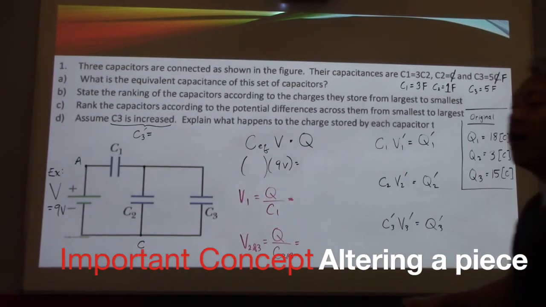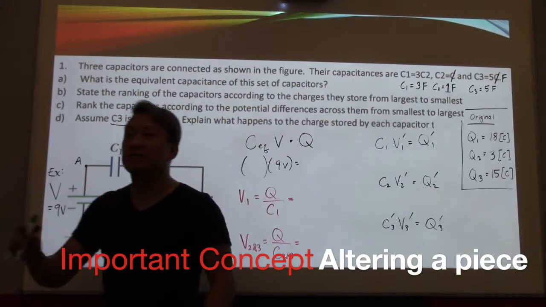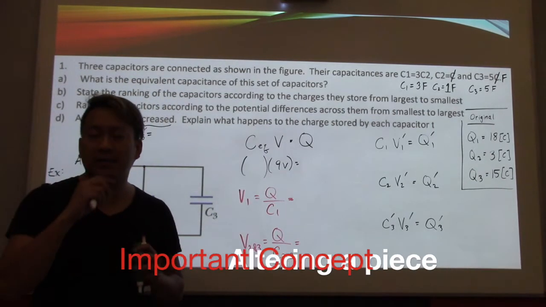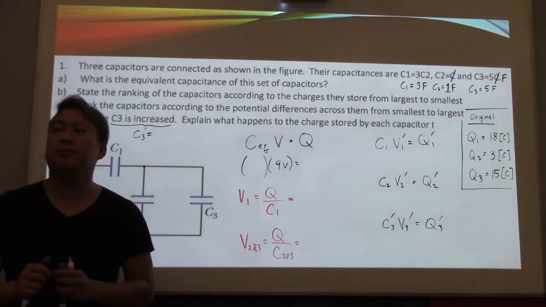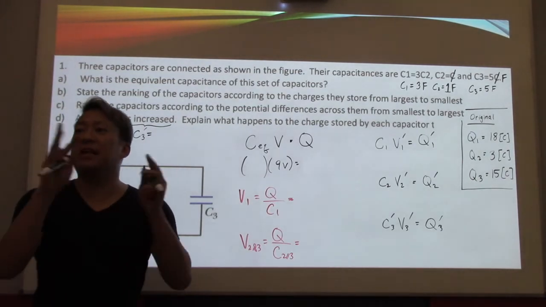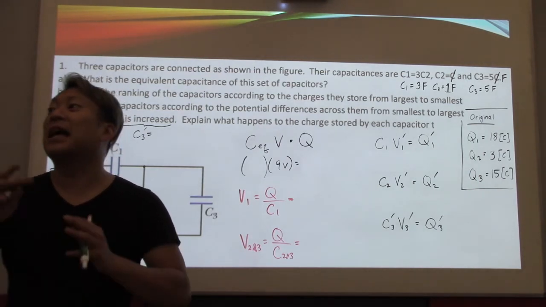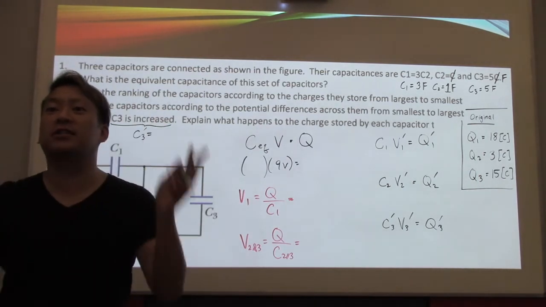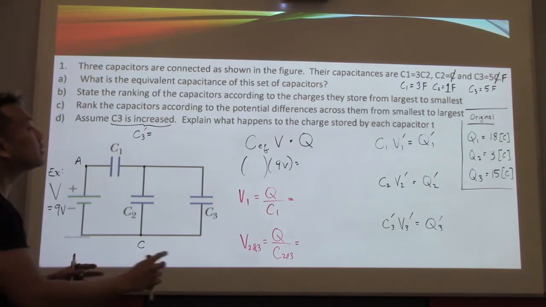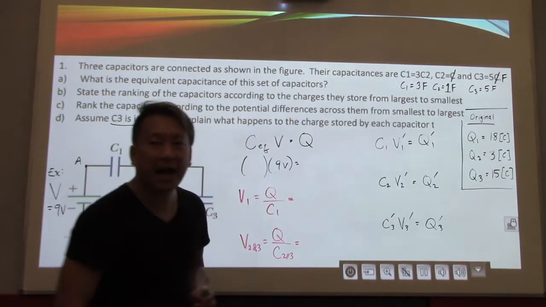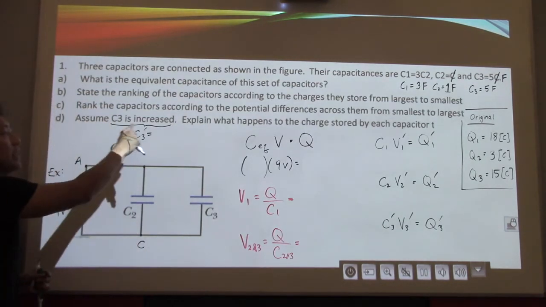For this last part, D, it's a real good conceptual question, and this is how I would go about solving it. This would be a very typical problem on an exam. You've just done all the work, and then all of a sudden they hit you with something has increased. How does the overall system change? In this case, we're looking at: explain what happens to the charge stored by each capacitor if C3 is increased.